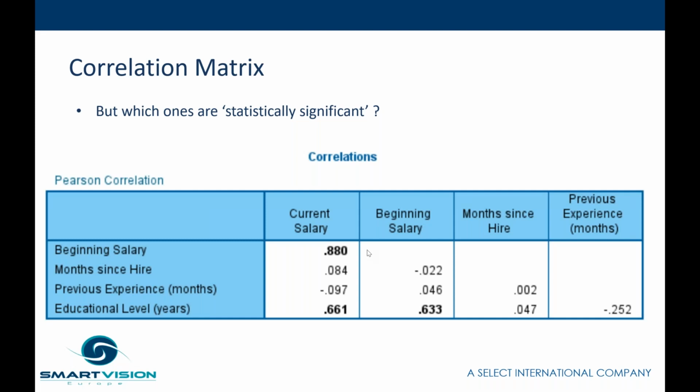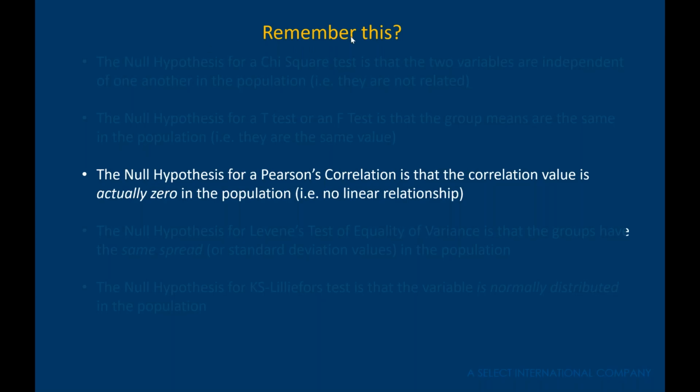And we need to understand what the significance values are measuring. Remember, I said that the null hypothesis for Pearson's correlation is that the correlation value is actually 0 in the population. The null hypothesis is not that it's weak. It's saying that it doesn't exist, that it's actually 0 in the population. So how big a correlation does it have to be for you to reject that null hypothesis? It's basically saying you don't have to be that big a correlation.